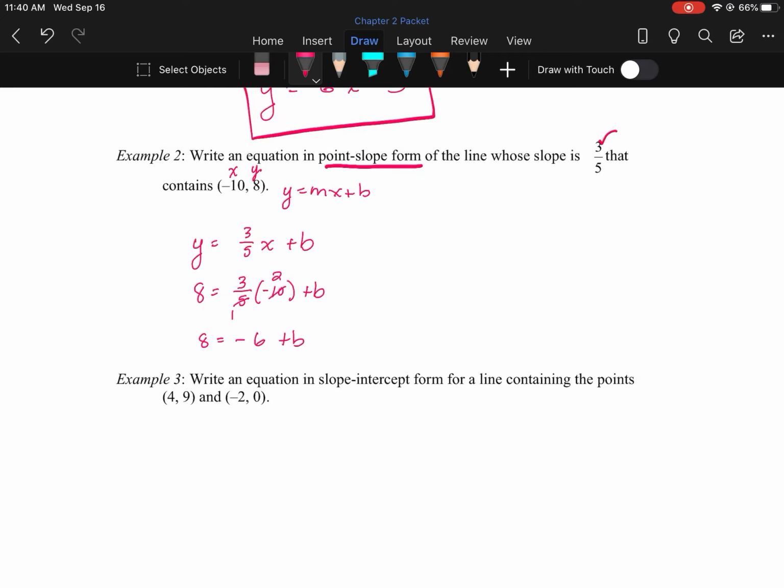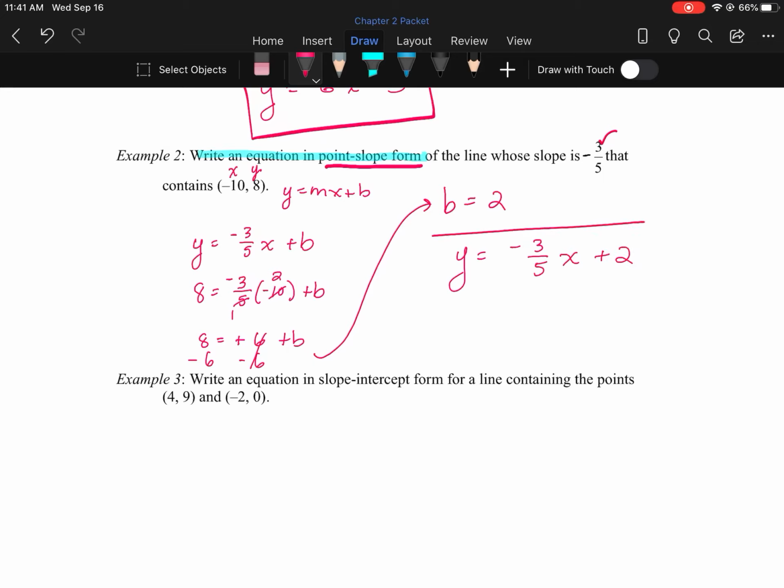Oh, my negative didn't show up in the problem. Hopefully yours did. I'm wondering why this looks different. So that's supposed to be a negative. I'm going to go ahead and go back and add all that. So then I get a plus 6. So if I subtract 6 from both sides, we get b is equal to 2. So your final equation, don't do all of that work. Remember, it said write an equation in slope-intercept form. So we get y equals 3/5 x plus 2.